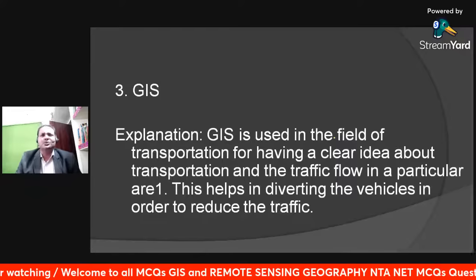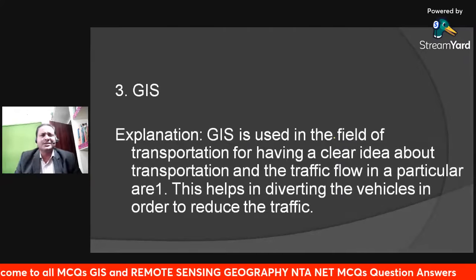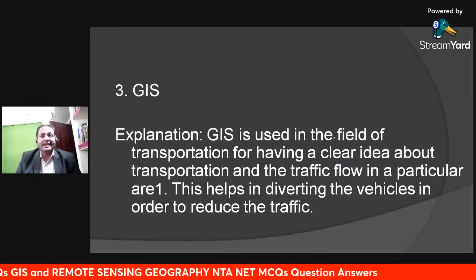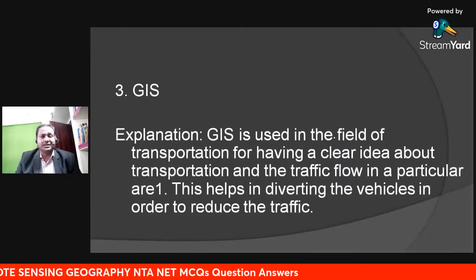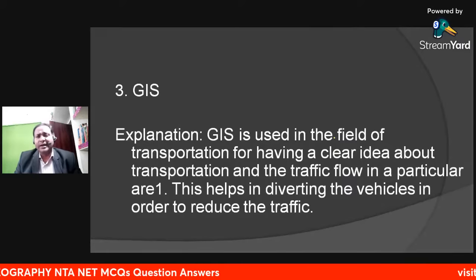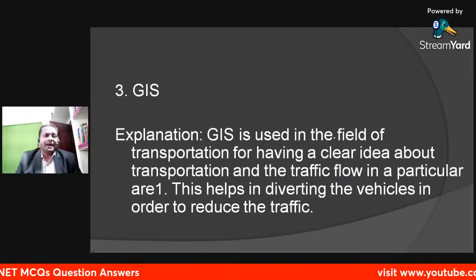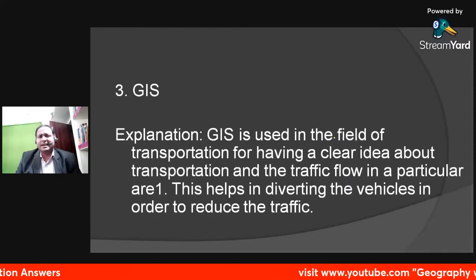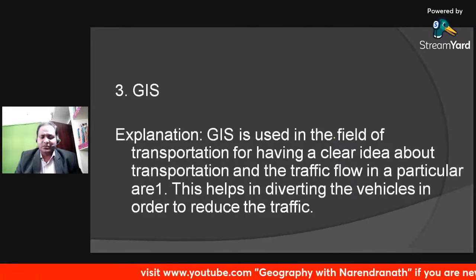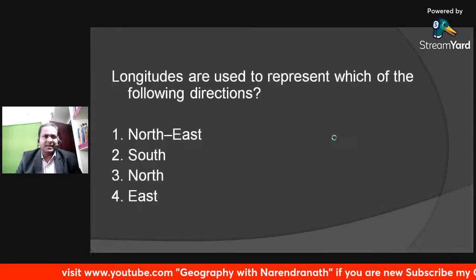Basically, GIS is used in the field of transportation for having a clear idea about transportation and the traffic flow in a particular area. This also helps in developing vehicle routes to reduce the traffic. So definitely option 3 is the correct answer.